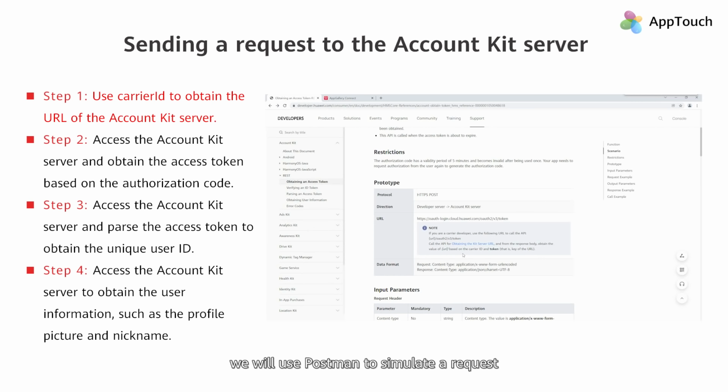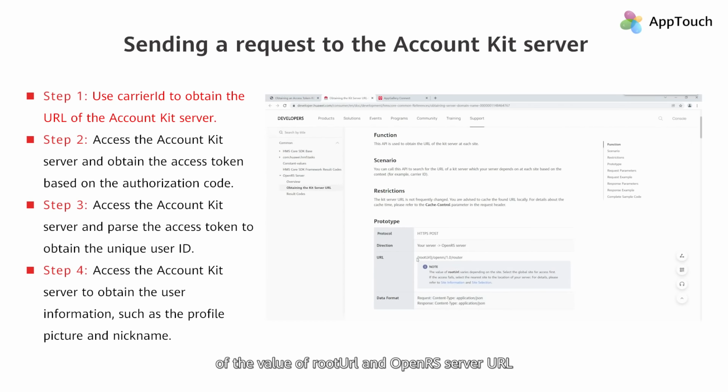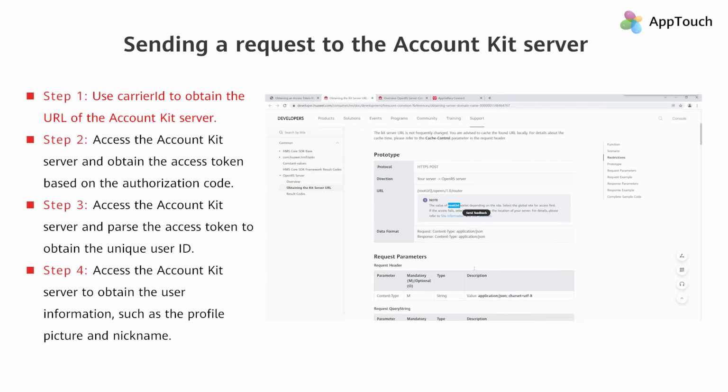Next, we'll use Postman to simulate a request. Before that, let's have a look at the document about obtaining the Kit server URL. The Kit server URL consists of the value of root URL and OpenRS server URL. We can open the site information page to check the value of root URL. The 4 different values of root URL represent the global site, China site, Asia site, and Europe site, respectively.